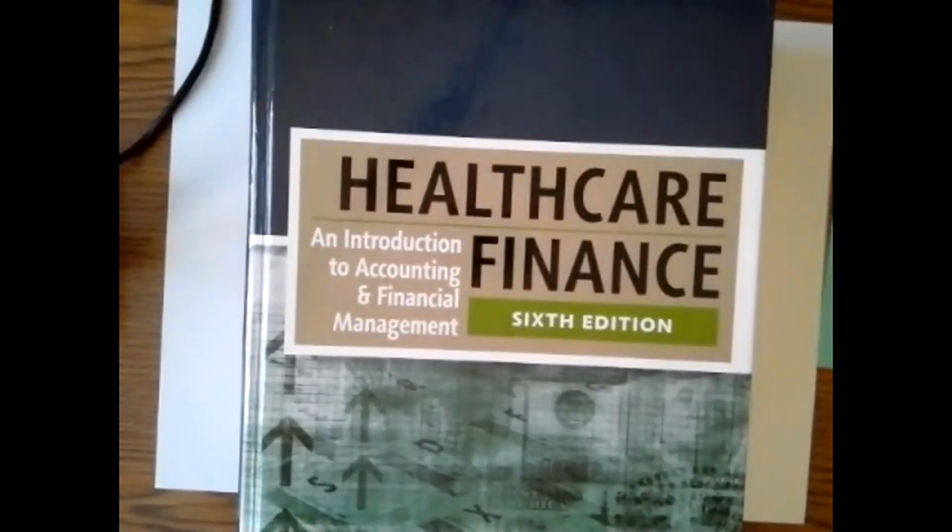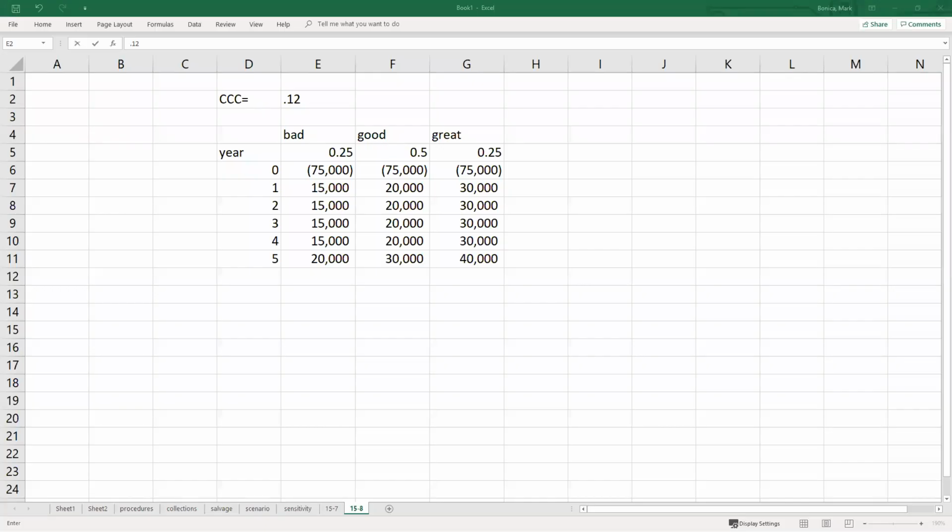This video will work through problem 15.8 from Gapenski's Healthcare Finance, 6th edition. Okay, in 15.8, we're presented with Pediatric Partners. They're trying to evaluate a project with these cash flows.